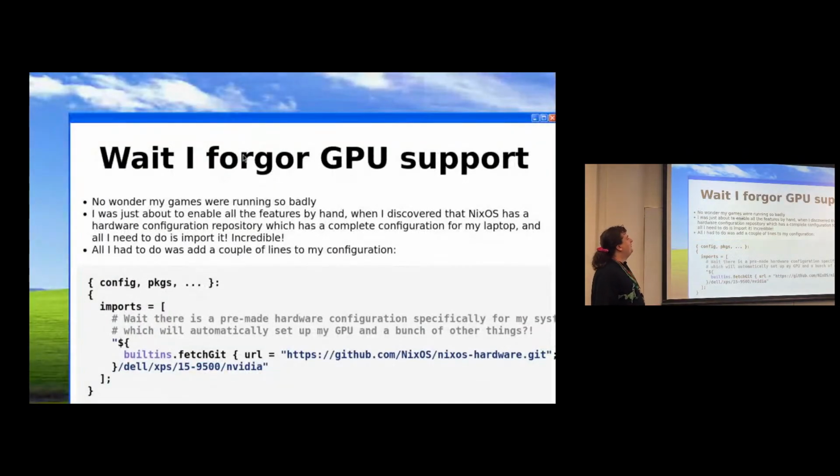So the one problem was that I forgot to add GPU support. No wonder all of my games were running badly. I was just about to enable all the features by hand, and I discovered NixOS has a hardware configuration repository where for basically any pre-made device you can think of, they've got an existing hardware configuration for it, and you just need to go builtins.fetchgit and download the Git repository and say, get the Dell XPS 15 9500 with NVIDIA drivers. And I did that, and everything worked. And that was exceptionally cool.